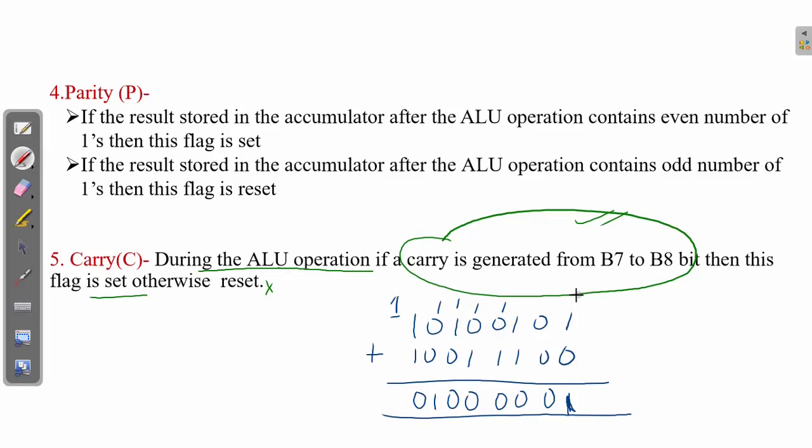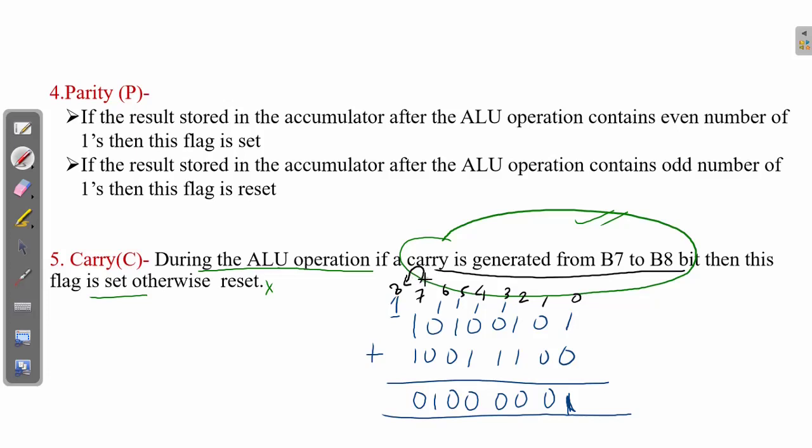Okay, and if you look carefully, let me show you all the positions. This is position number 0, position 1, position 2, position 3, position 4, position 5, position 6, position 7, and this is position 8. As per the definition, if a carry is generated from bit number 7 to bit number 8, you can observe very carefully that there is a carry.